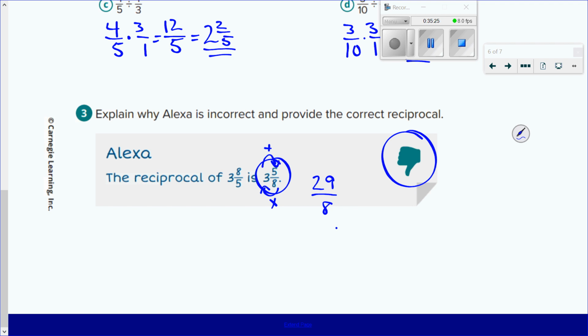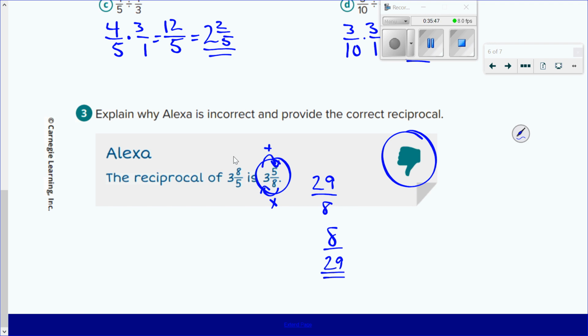The reciprocal is 8/29. Make sense? Who said no? I get it now. Because at first I was wondering why you flipped it, and then I remembered why we were doing this. That's what a reciprocal is.